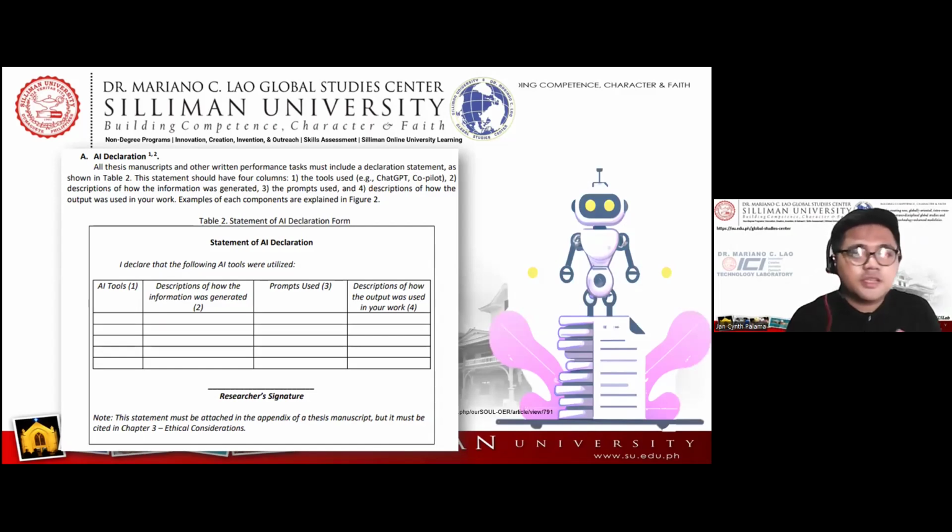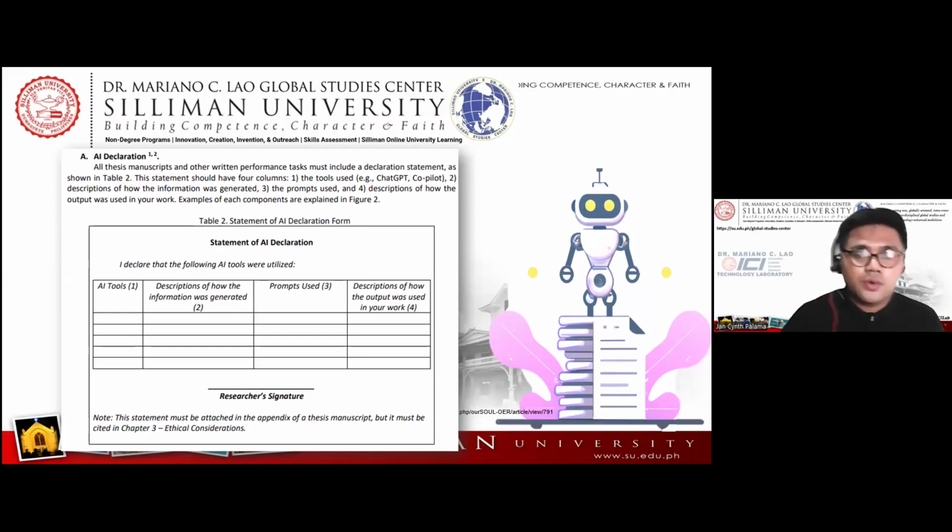Everyone, direct your attention please to the screen. AI declaration. All thesis manuscripts or research papers or other written performance tasks must include a declaration statement as shown as table 2, right? This statement should have 4 columns. The AI declaration has 4 columns. First, the tools used, for example, ChatGPT. Number 2, descriptions of how the information was generated. Number 3, the prompts you use. What are the prompts? The way you ask should be stated. And lastly, the description of how the output was used in your work.